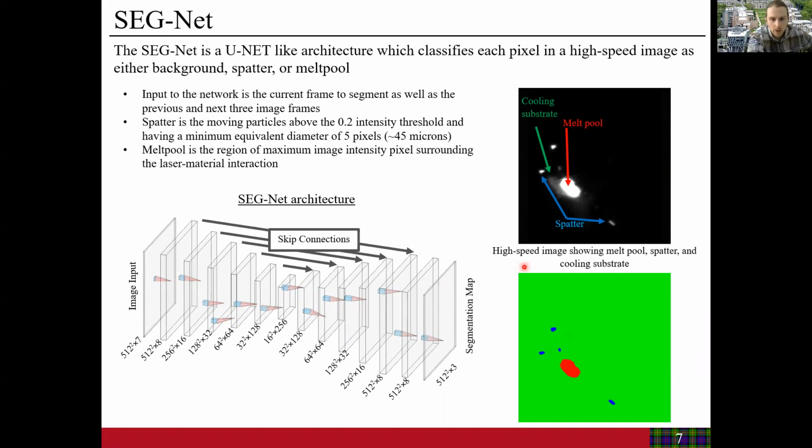And on the right here, we show an instance of a high-speed image frame with a melt pool, some spatter particles, cooling substrate, and the accompanying prediction from a trained SegNet model that identifies the melt pool in red, spatter in blue, and the background in green.